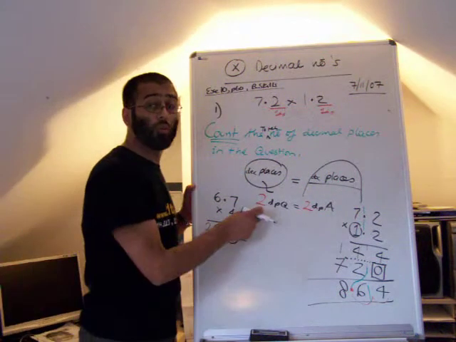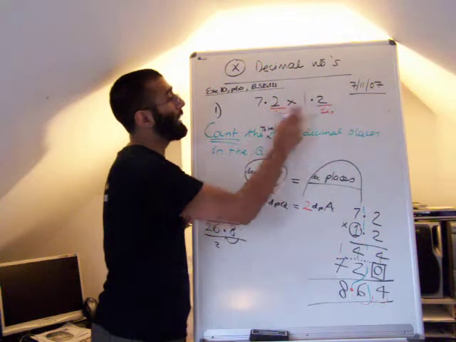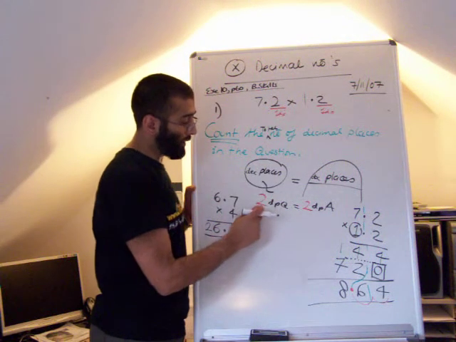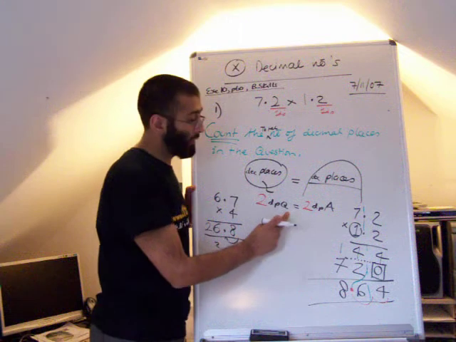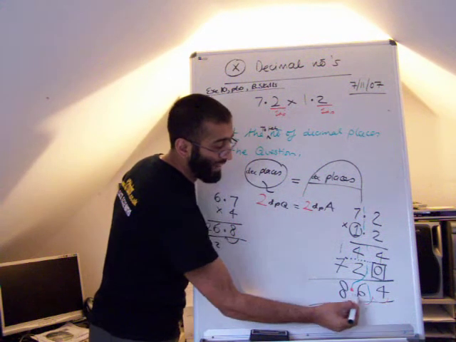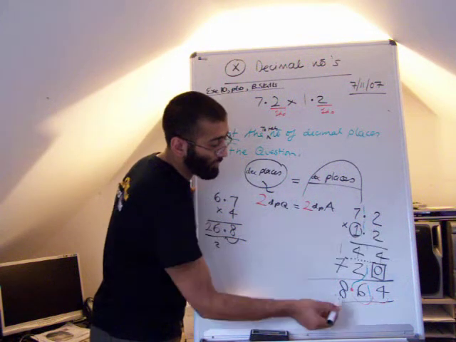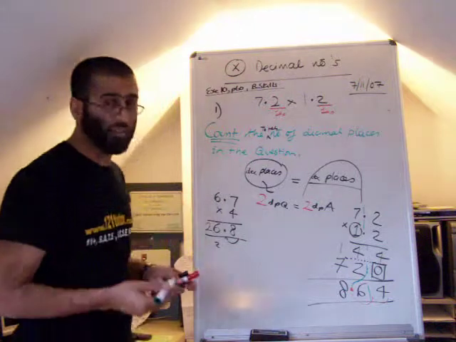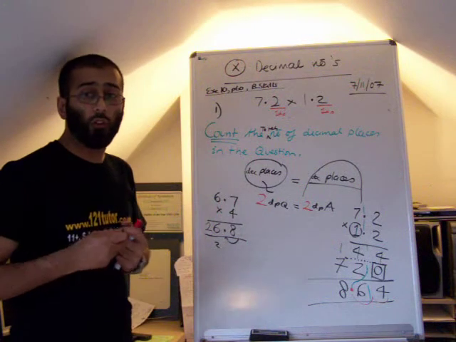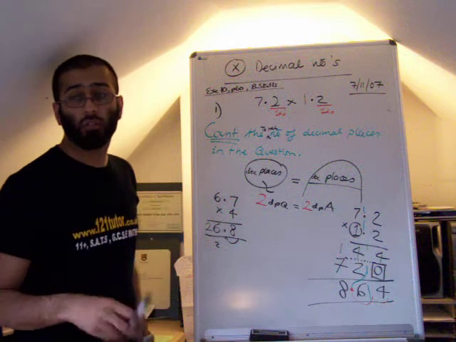I'm following the rule. The rule says count the total number of decimal places, which I had 1 here and 1 here. That gave me 2. So I had 2 decimal places in my question. So that means I will have 2 in my answer. So 1, 2 has got to go here and not there. So 7.2 times 1.2 gives me 8.64. And this is the beauty of the rule. If you follow the rule, you will get the decimal point always in the right position.